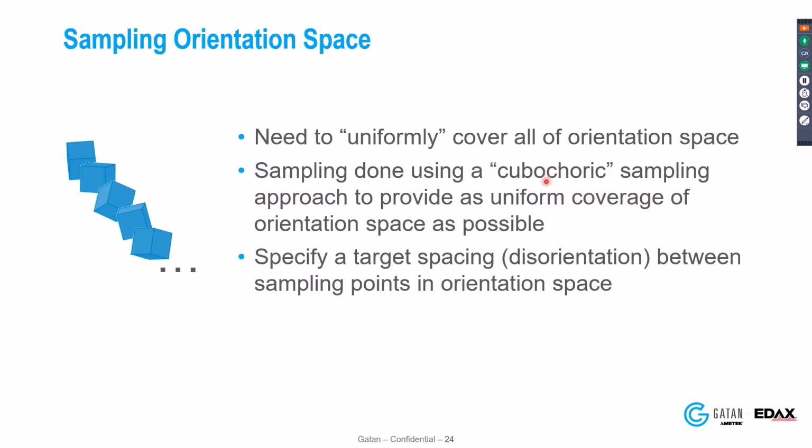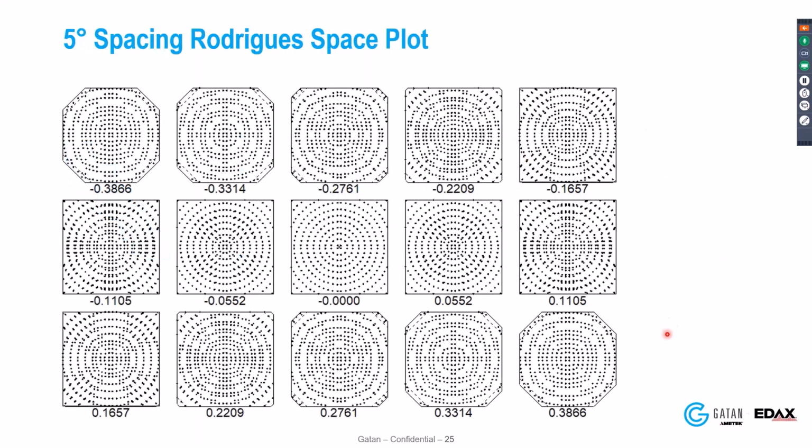When we do this, we have to specify a target disorientation between the sampling points. This is one way of showing it here. This is looking at orientation space in a representation called Rodrigues space. Each dot here represents where we would create a simulation with 5-degree spacings between misorientations, or between different orientations. Okay, so we see that's 5 degrees, and the next one will put it into context.